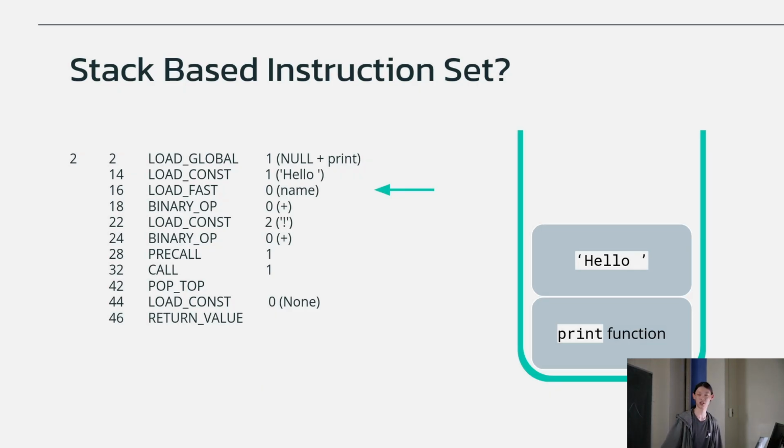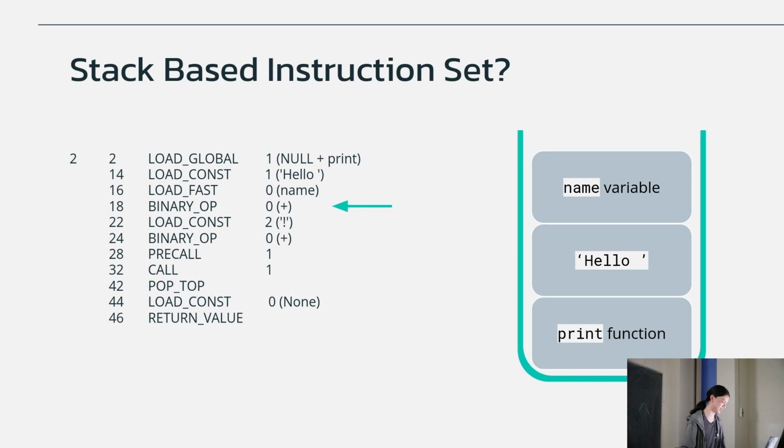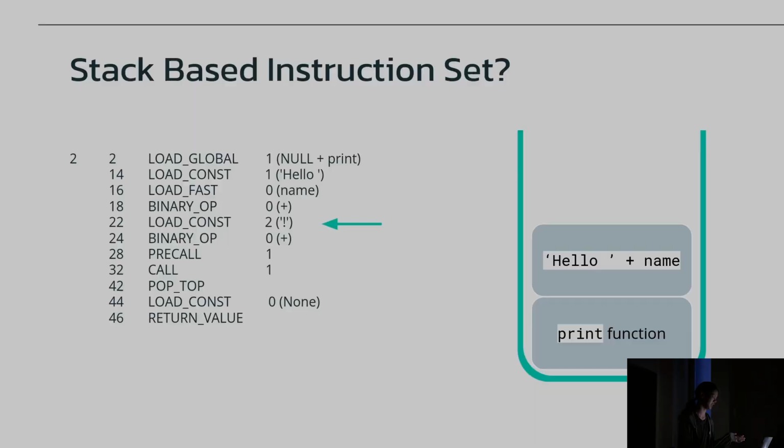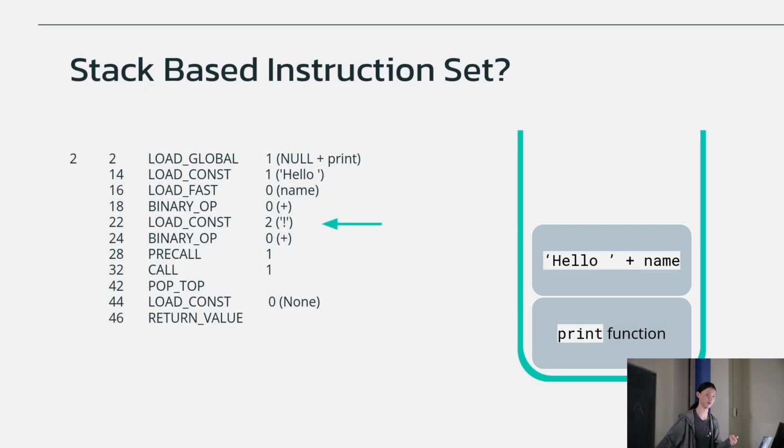Because in Python everything's an object, so this stack is just storing objects, including the functions. And then it's getting the variable name, which was one of the arguments that we passed to this function, which then goes onto the stack. We finally are going to do something with this stuff on the stack. We have a binary operation instruction, which in this case has been told to do the plus operation. So it will consume the top two objects on the stack and add them together. So we get hello plus name. Adds them together, pushes that result onto the stack.